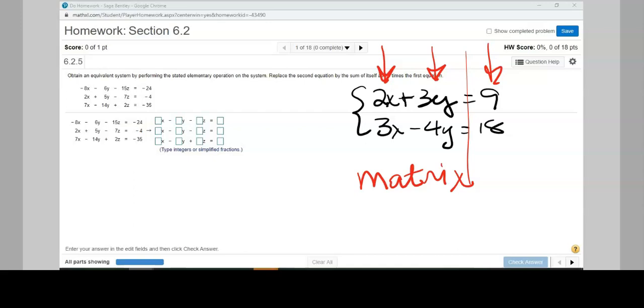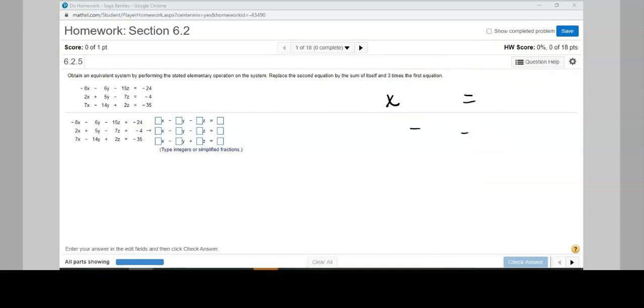So that being said, I need to erase this. And then we're going to go in. Hang on, I can do this.